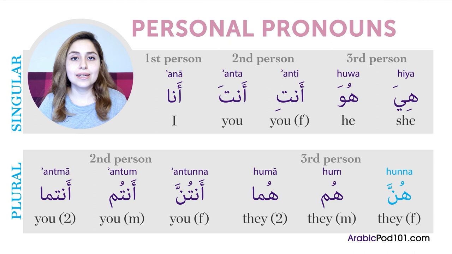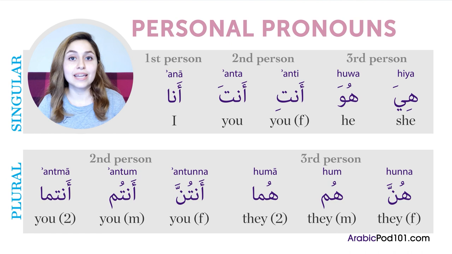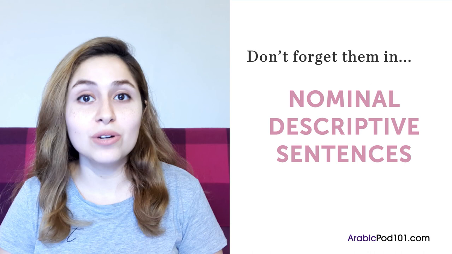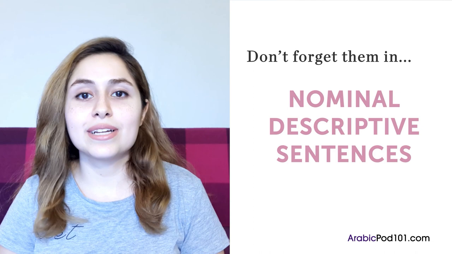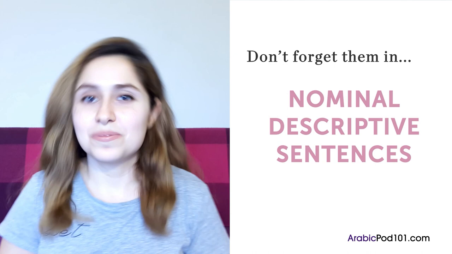These are used when it's necessary to stress who or what the subject is, as in the case for compound sentences and long sentences with many subjects and events. They're also a must with nominal descriptive sentences. This is because for adjectives, conjugation affixes can't give complete information about a subject, like whether it's in the first, second, or third person. Let's observe the following sentences.